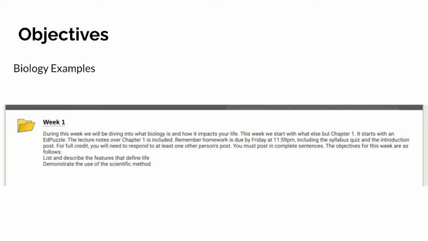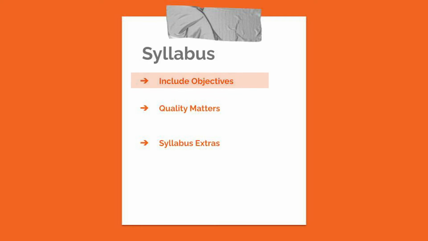This is an example of how I would present the objectives to the students in a weekly format. Chapter 1 is an overview of biology, and I want my students to be able to list and describe the characteristics of life and demonstrate the use of the scientific method. As you can see, there is nothing overly technical in that set of objectives, which makes it easier for students to understand.